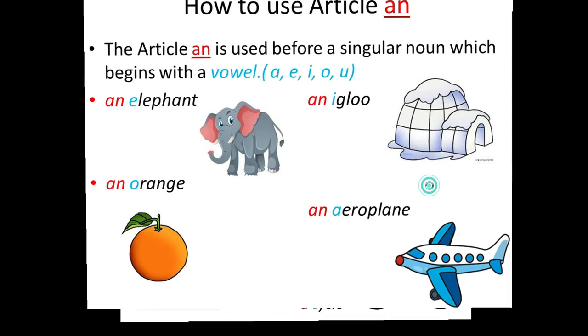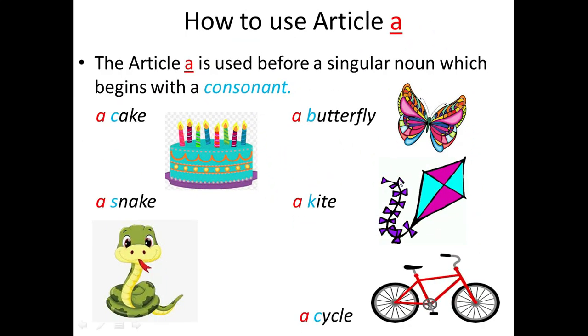Okay, so how to use the article a. The article a is used before a singular noun which begins with a consonant. Now consonants are all the alphabets except vowels. For example, a cake, a snake, a butterfly, a kite, a cycle, because all these words start with consonants, so we have used a with them. And remember that if there are two butterflies, if there are two cakes, then you are not going to use a, two cakes, it will be wrong. It is singular, that's why we are using the article a.